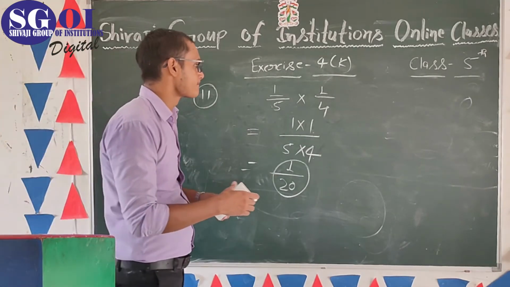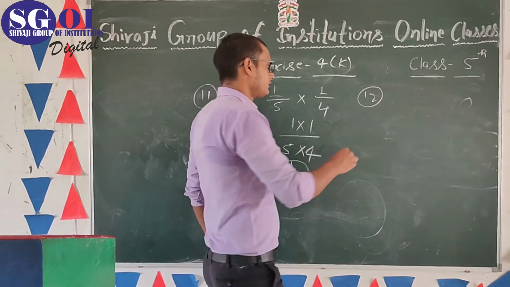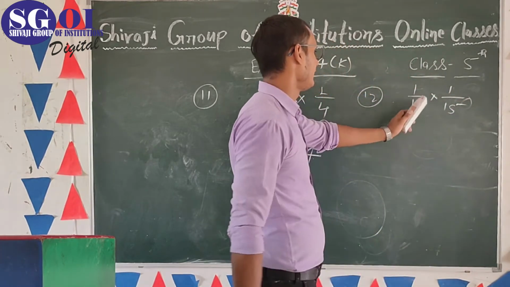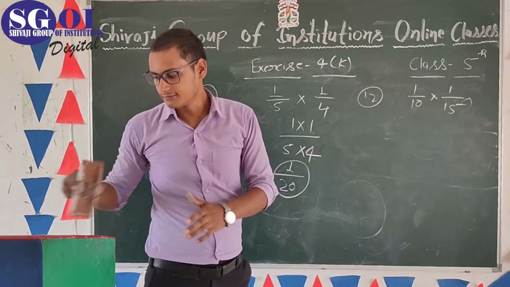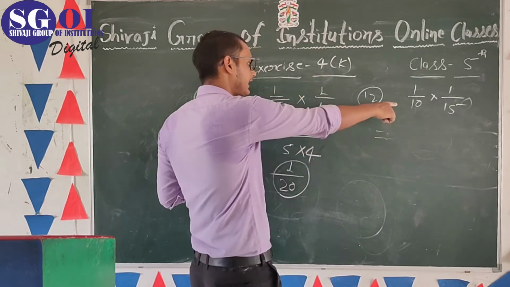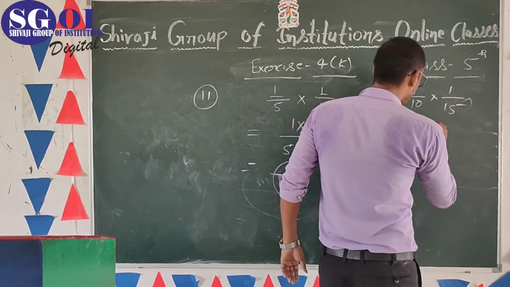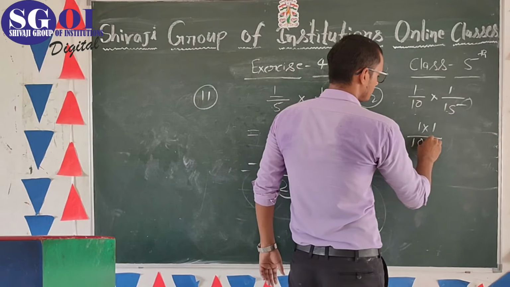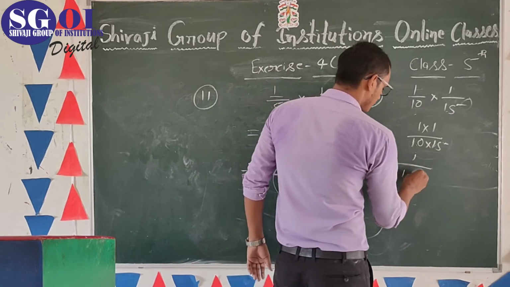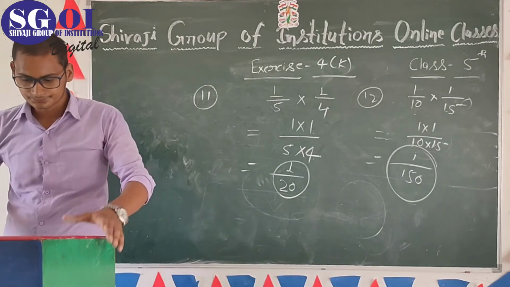Understood? Question number 12 is 1 upon 10 multiplied by 1 upon 15. Here we have two fractions, so we apply the same formula: the product of fractions is equal to the product of numerators upon the product of denominators. 1 multiplied by 1 is 1 and 10 multiplied by 15 is 150. So the answer is 1 upon 150. Understood? Question number 16.